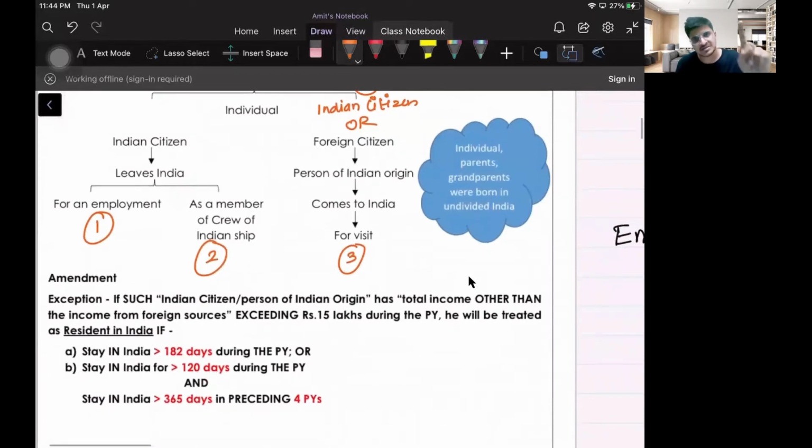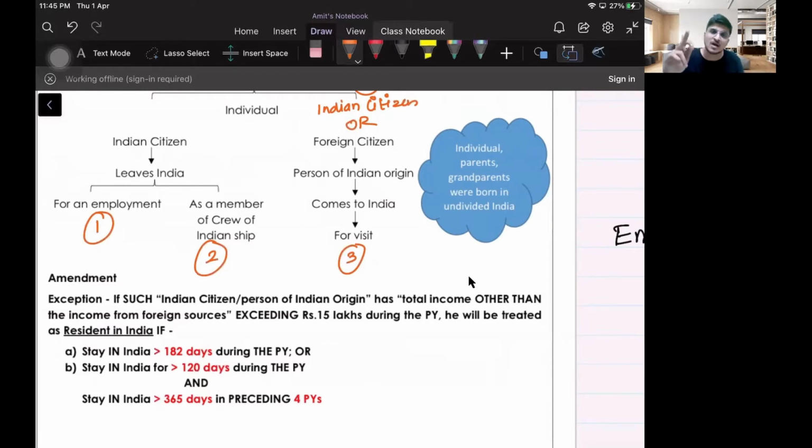Yes, you are an Indian citizen or you are a foreign citizen, but a person of Indian origin coming to India for a visit. Then we will first check what your total income is. What is your total income excluding the income from foreign sources? Excluding foreign source income, we will see what your Indian income is. We'll check whether the total income is more than 15 lakhs.